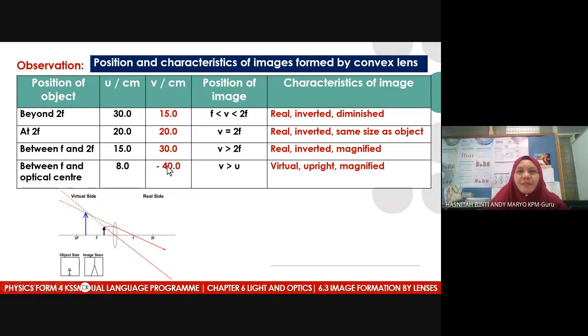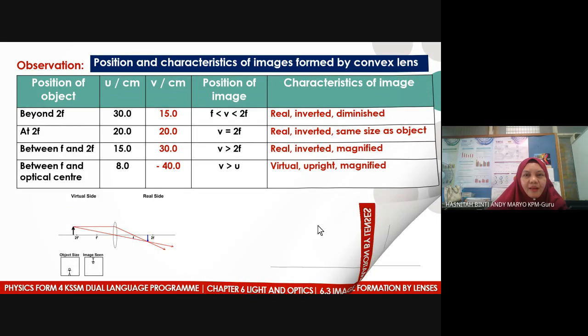Then this is the characteristic of image determined. Beyond 2F, so you can compare with the ray diagram just now, it will be real, inverted, diminished. At 2F, real, inverted, and same size. If here, it is real, inverted, and magnified. And then less than F, it will be virtual, upright, and magnified.